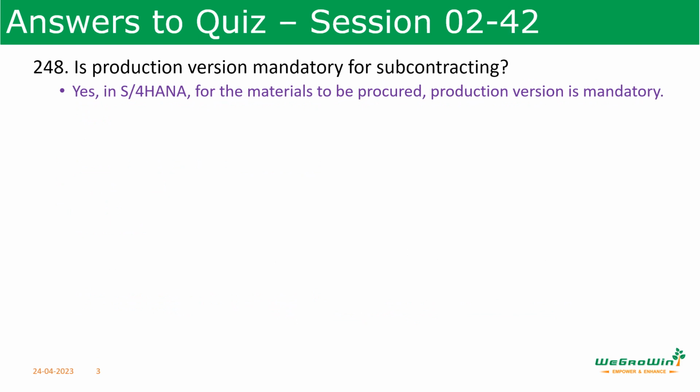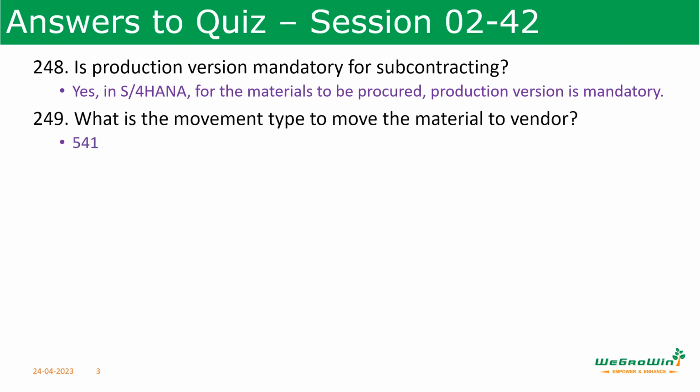Is production version mandatory for subcontracting? Yes. In S4 HANA, the production version is mandatory for subcontracting. The only thing is, for this production version, it is required to link only the bill of material.